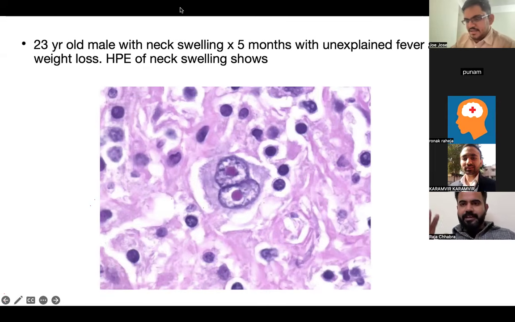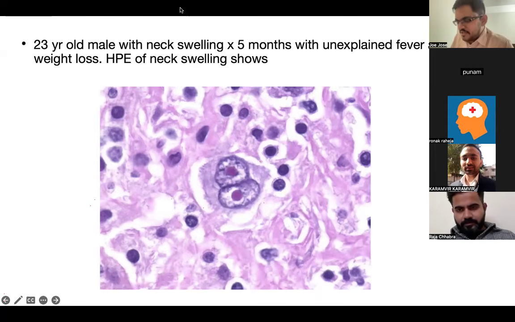Yeah, okay, I just flipped. So Deauville score 1 is if there is no uptake. Then 2 is less than mediastinum. And 3 is greater than mediastinum but less than liver. And 4 is moderately more than liver, 5 is markedly more. And X is new uptake. And 1 to 3 is considered to be CMR.